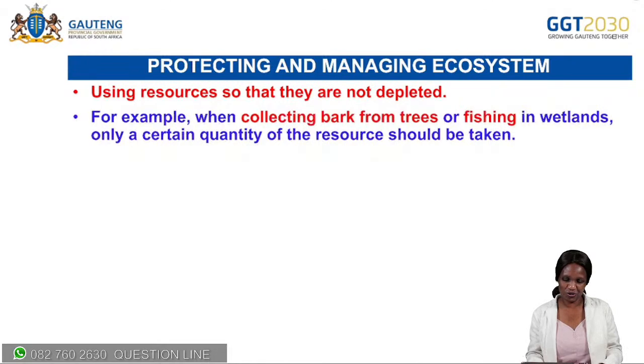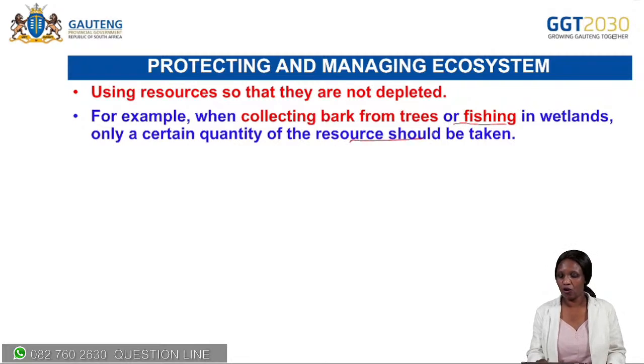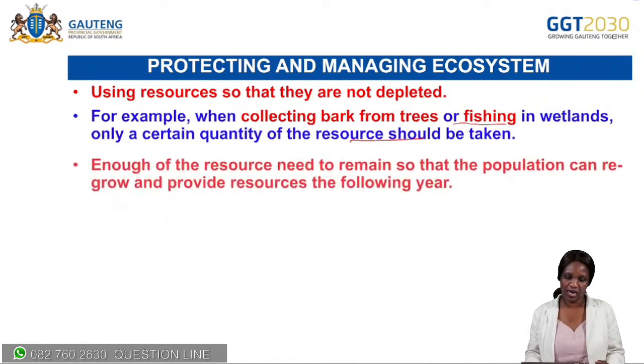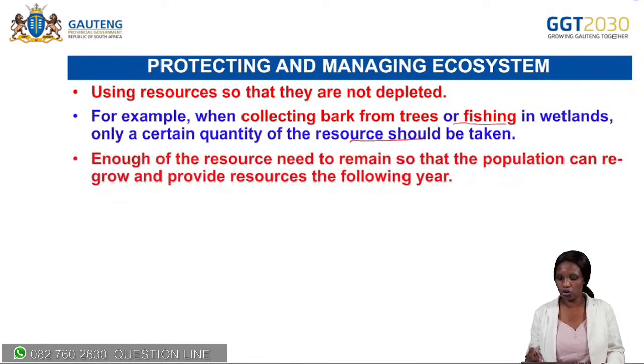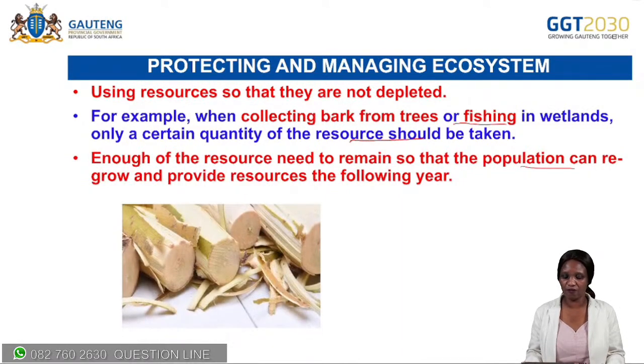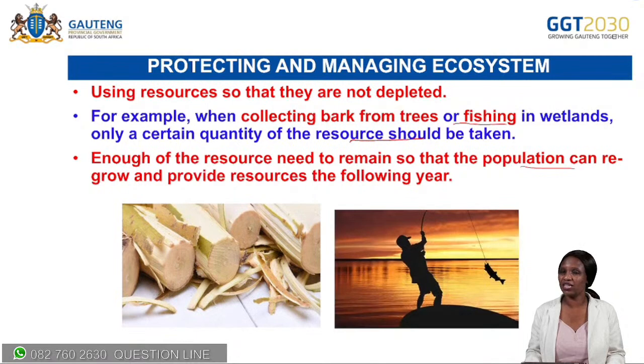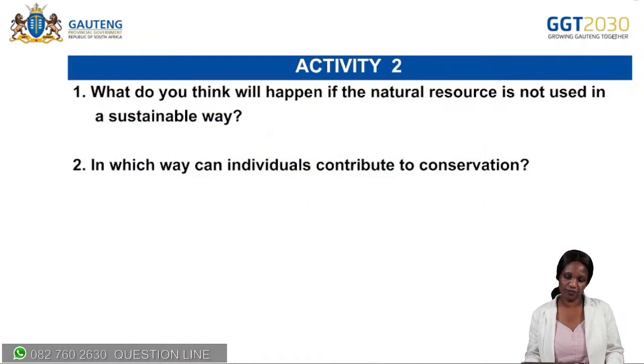2. That's good. For example, when collecting bark from trees or fishing in wetlands, only a certain quantity of the resources should be taken. Let's not just fish and fish for the love of fishing. Let's not overfish. Enough of the resources need to remain so that the population can regrow and provide resources the following season or the following year. Let's avoid cutting a lot of trees. Let's avoid overfishing.